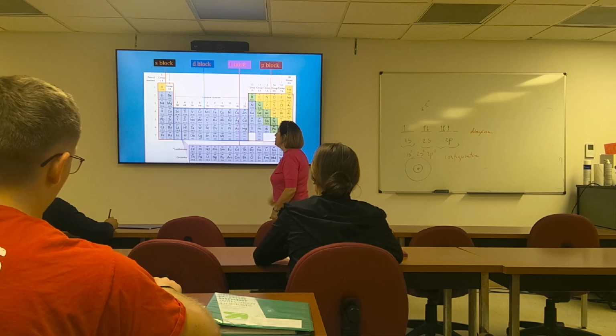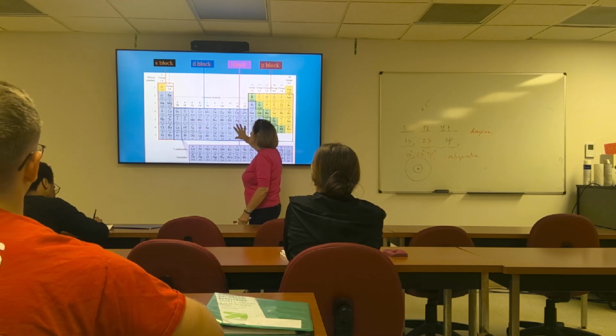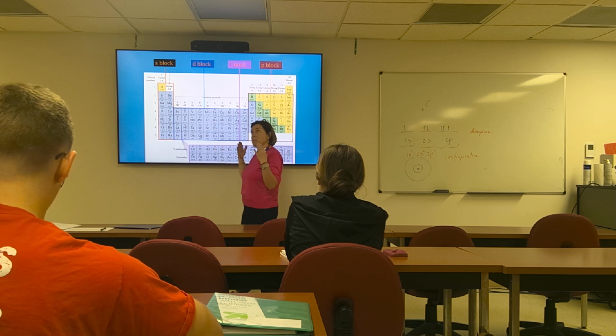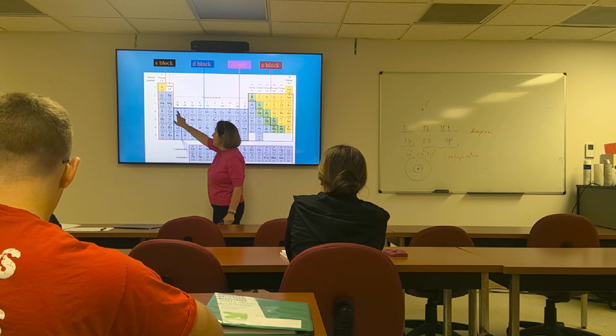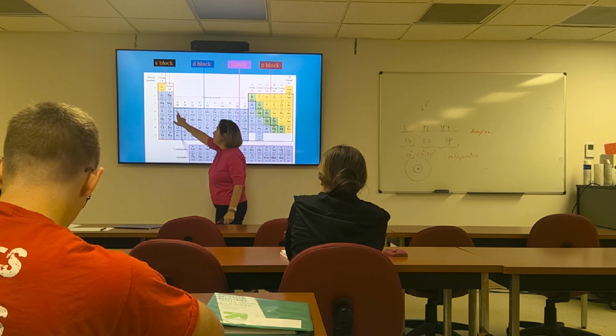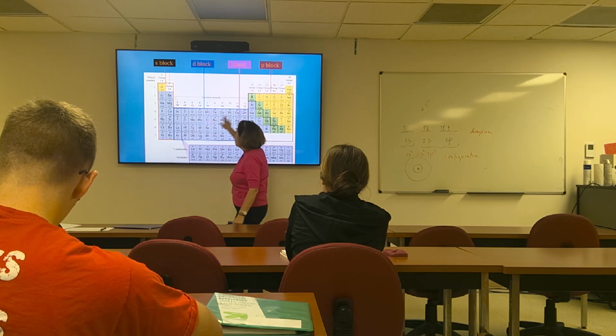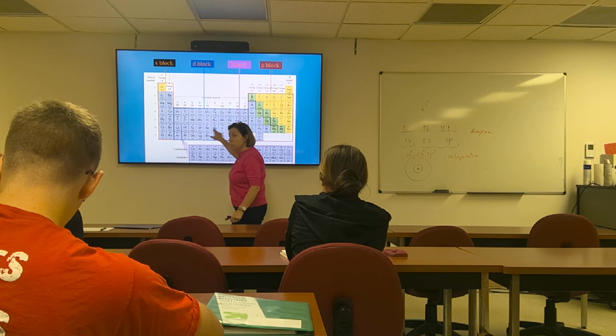The d block is the transition metals right here in the middle. And the d orbital can hold 10 electrons. There you expect to have 10 elements here. And if you come from left to right, 1, 2, 3, 4, 5, 6, 7, 8, 9, 10 elements in every single period in the d block.